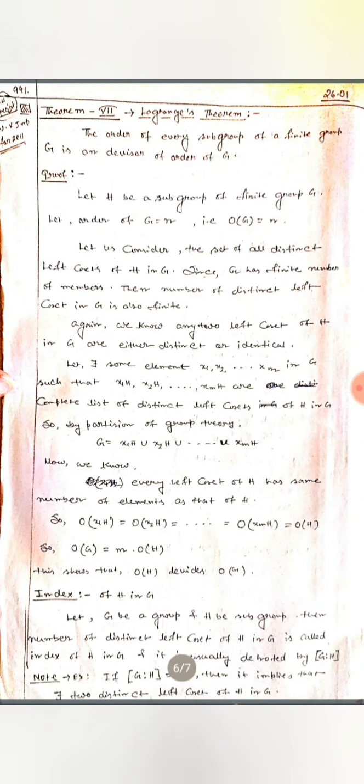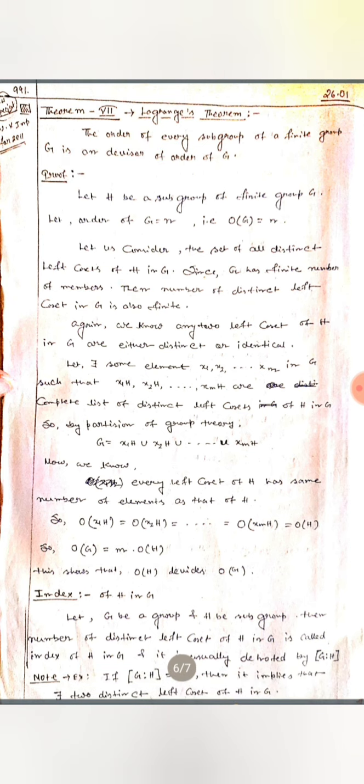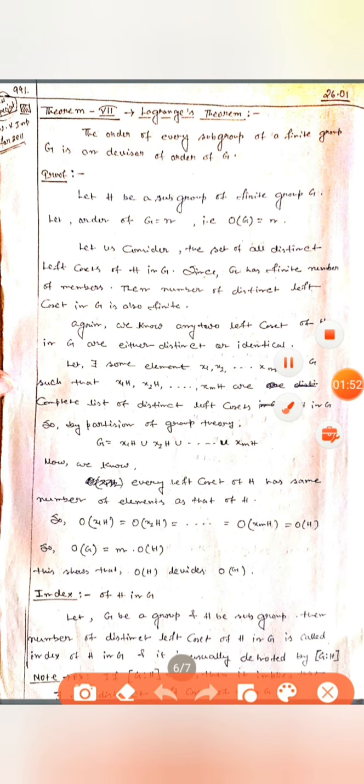Now I will discuss the Lagrange theorem, theorem number 7, a very important theorem. The order of every subgroup of a finite group G is a divisor of the order of G. What we will say is that the order of every subgroup of a finite group G is a divisor of the order of G. Okay. Now you can see the proof.